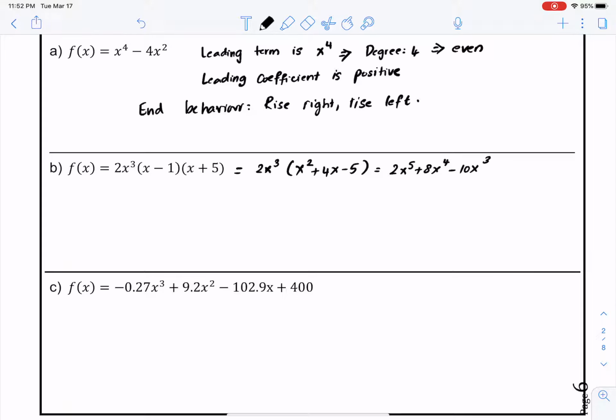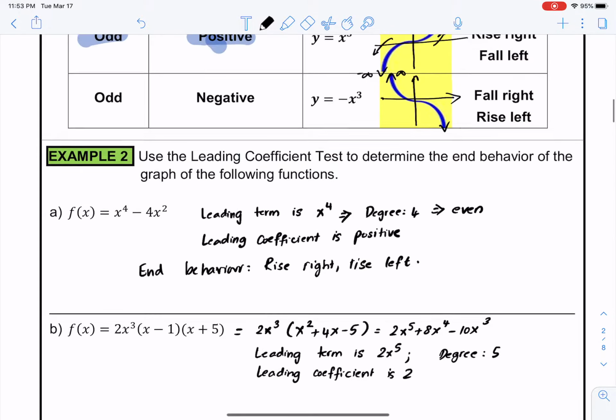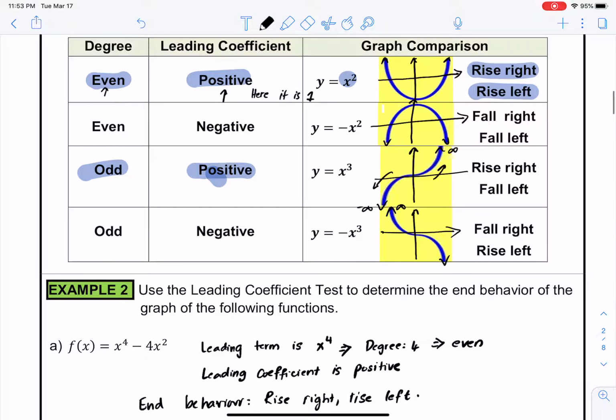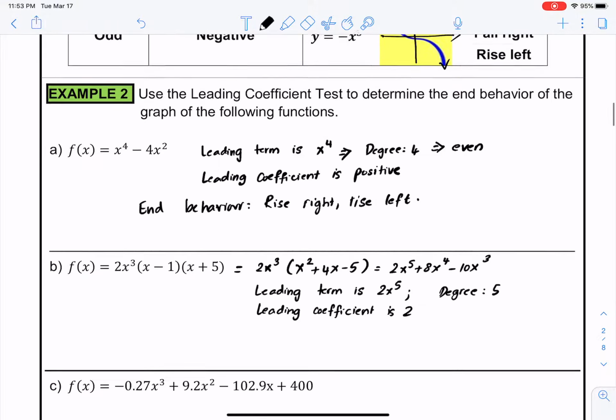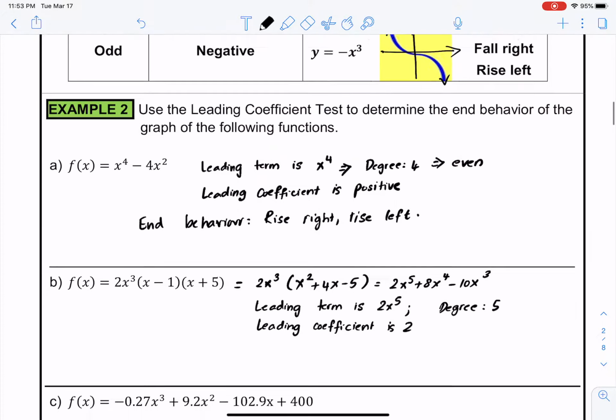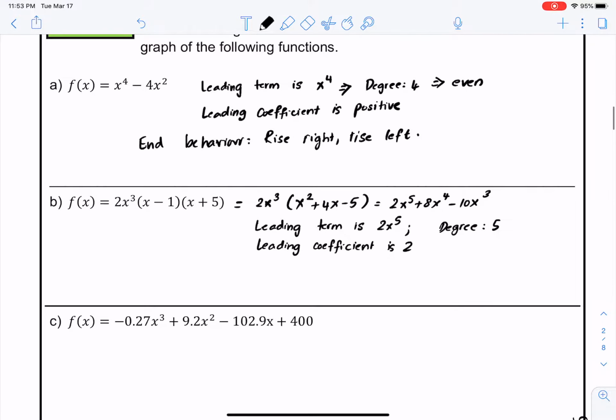And naturally, the leading term is 2x raised to 5. The leading coefficient is 2. The degree is 5. So what we have here is an odd degree and a positive leading coefficient, so the curve has to rise on the right-hand side and fall on the left-hand side.